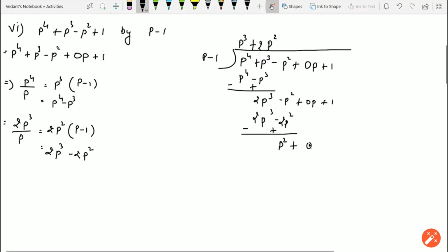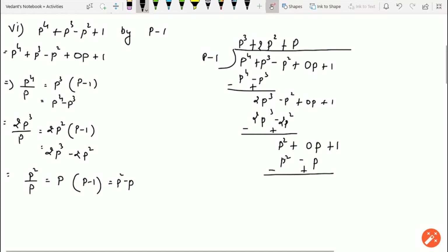So we write 1p square plus 0 into p plus 1. Now the first term is p square. We need to get plus p square, so p square by p will be p. So write down at the place of quotient plus p, multiply with p minus 1. We get p square minus p. We write down p square minus p. Change the sign. Cancel p square, and 0 into p plus 1p will be 1p plus 1.